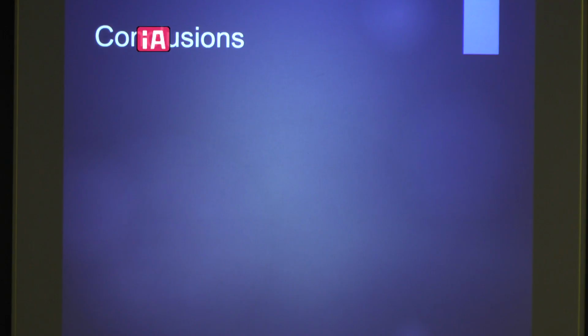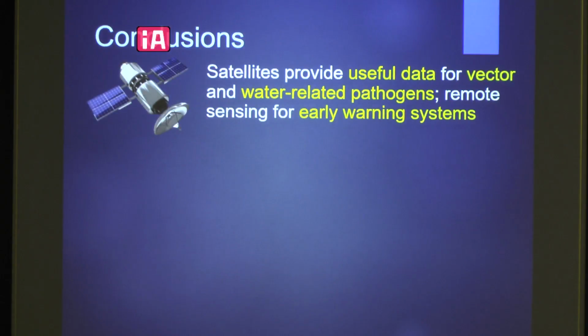In concluding my dissertation work, satellite remote sensing provides very useful data for vector and water-related pathogens and can be used for early warning systems, as shown in my second objective. Even though we as oceanographers use satellite data every day, for most of us, when you go to public health or microbiology long-term studies, it's more of a novel approach. So how can we better communicate with this other community so we can all talk in the same language? We can tell them this is very useful because we can do all of this.